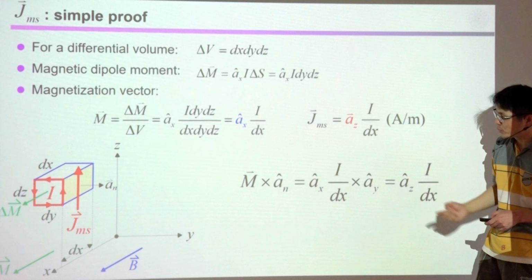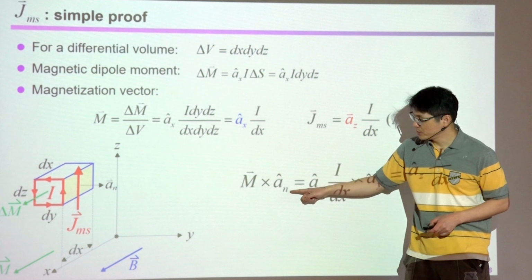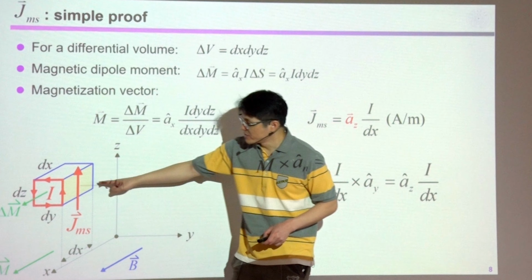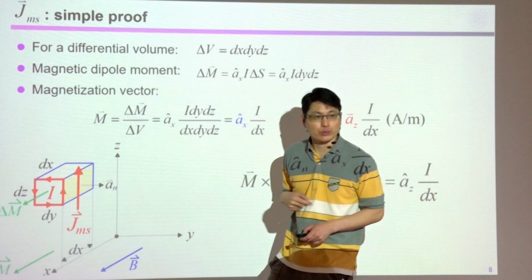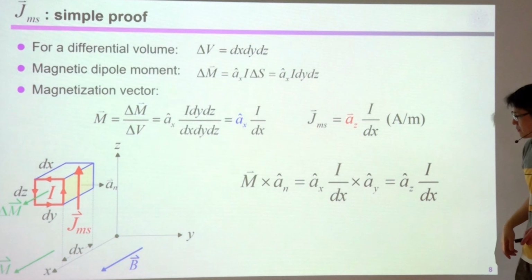So apparently they don't match. But they will match once you perform the cross product with the surface normal n. The surface normal for this yellow marked surface is pointing in the y direction. So x cross y is equal to z, and you don't have a change in the magnitude. So this is a simple verification for that mathematical formulation.